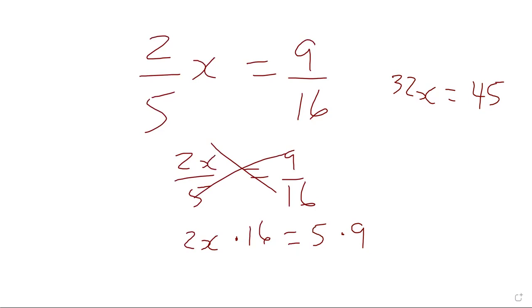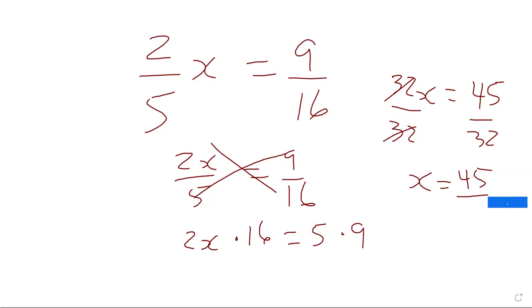And then you divide by 32, you divide by 32. Can I simplify this? Nope. So the answer is going to be 45 divided by 32. And that's about it. Okay. Another one.